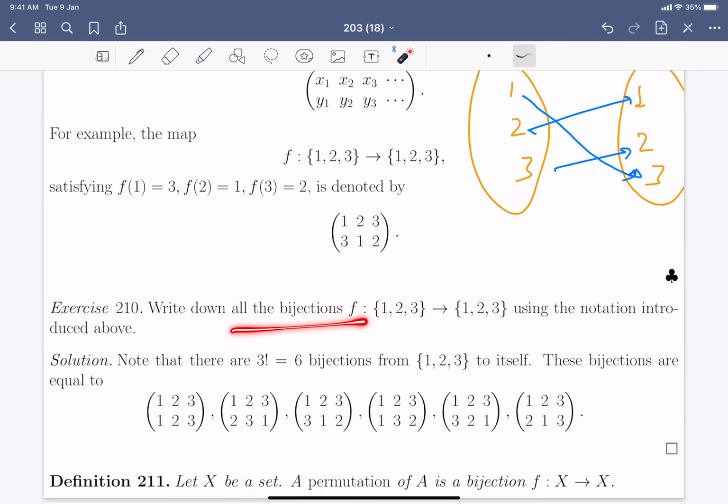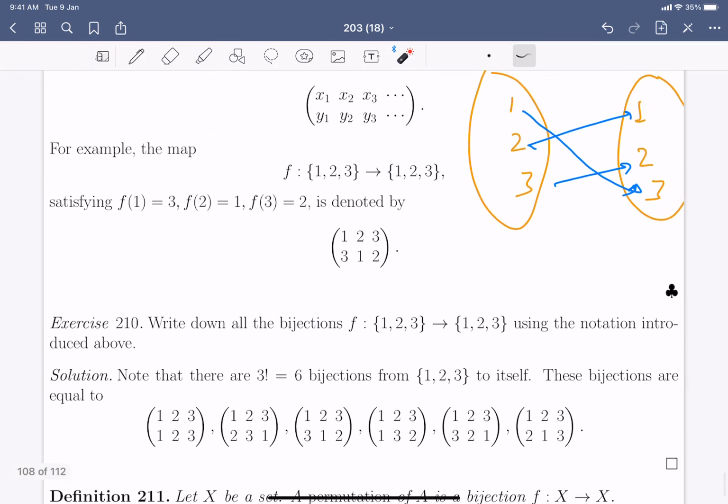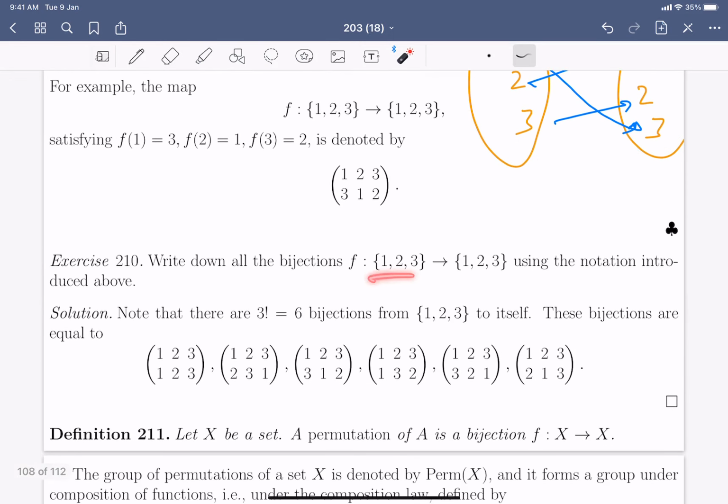So let's try to have an elementary exercise. Let's try to write down all the bijections f from {1, 2, 3} to {1, 2, 3}, again following the array notation, not this style. How many such bijections are there from this set to itself? There are 3 factorial bijections, that is 6 bijections. So here are all these bijections. 1, 2, 3 can go to 1, 2, 3 respectively, that's fine. And then we can think of something cyclic, for example 1, 2, 3 could go to 2, 3, 1, or maybe 3, 1, 2.